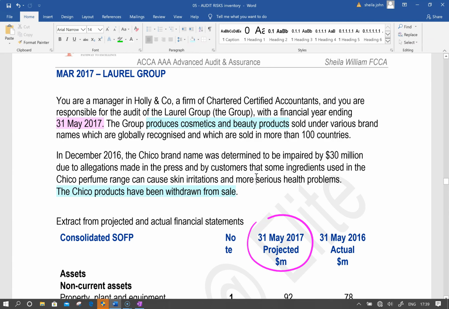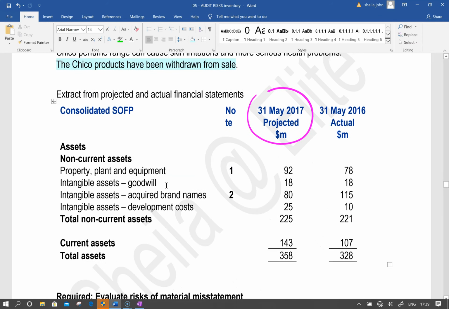We're going to talk about the Chico inventory. If it has been withdrawn from sale, what kind of an issue is this? It's a faulty product, isn't it? It's been taken out, so you've got to write the whole thing off. Previously, we said it could be 0 or the scrap value, but if you're talking about perfume here, the Chico brand perfume range, I don't think you'll be able to sell it for scrap value, so you probably have to write it off to 0.